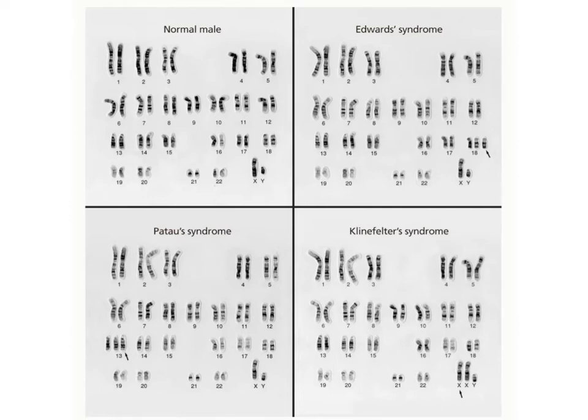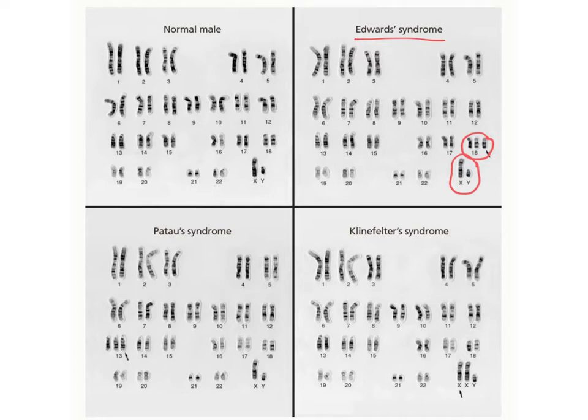But sometimes mistakes do happen during cell division. And we can see top left is a normal male, top right labelled Edwards syndrome. This happens to be a male, but if we look closely, we can see that instead of having a pair of chromosomes for 18, we've actually got 3.